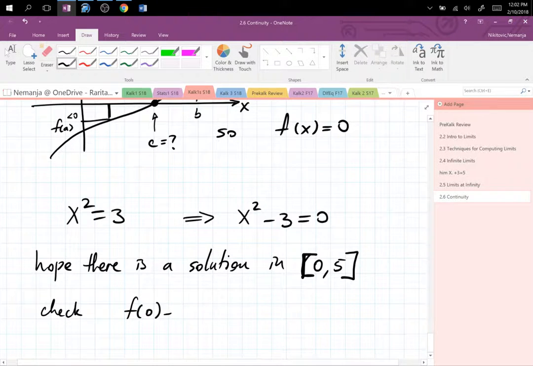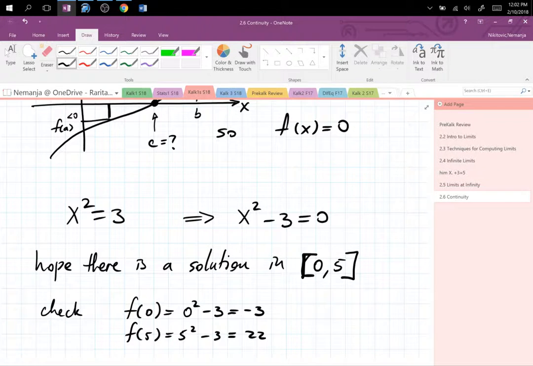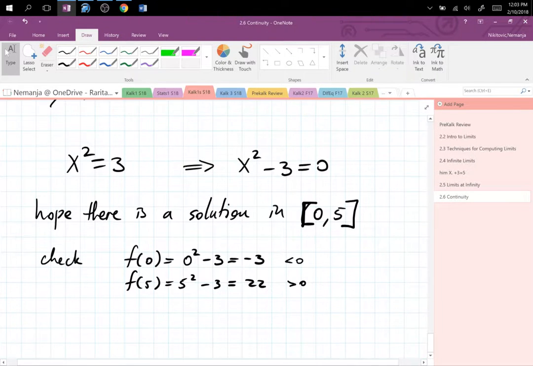What's f of 0? f of 0 is 0 squared minus 3, which is negative 3. And f of 5 is 5 squared minus 3, which is 22. Happy. Why are we happy? We're happy because this one is less than 0, this one is larger than 0, and that guarantees that the 0 is in between. Because you see negative 3 and 22, right?